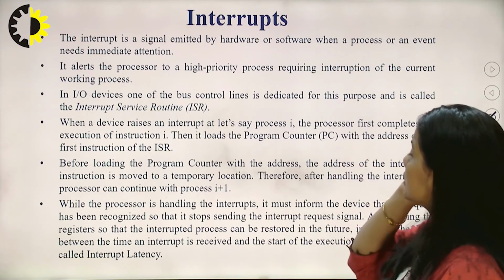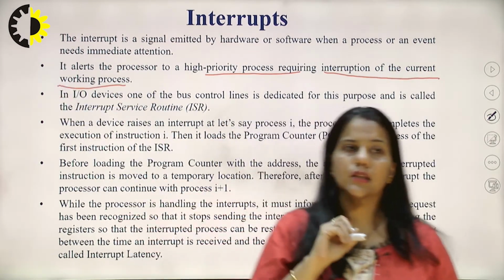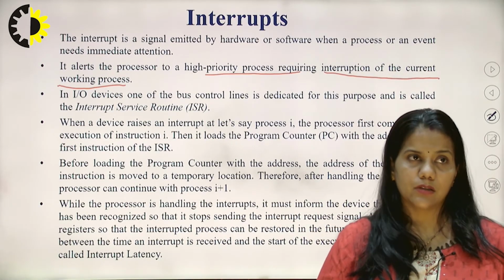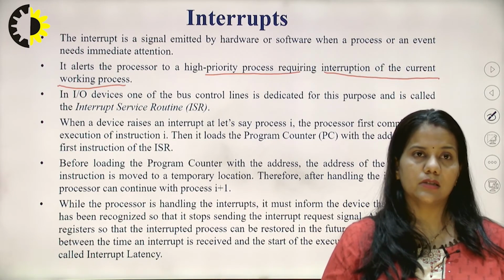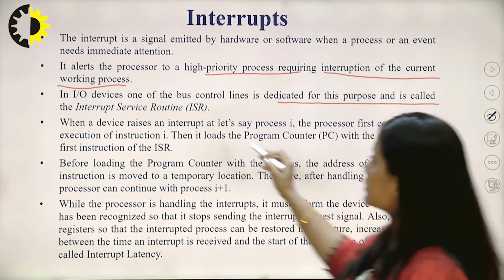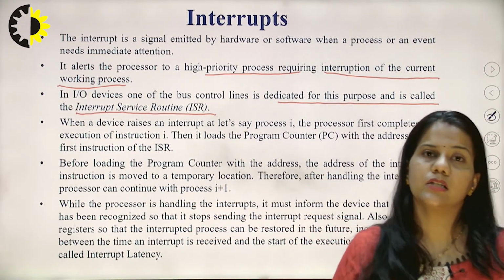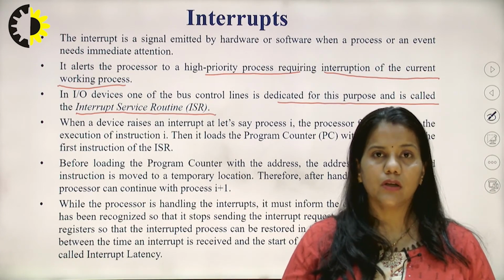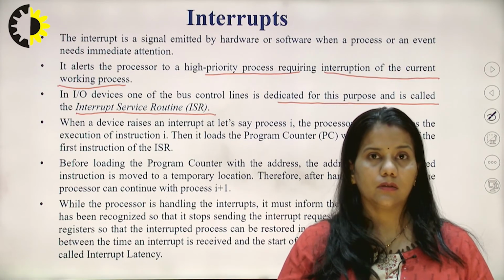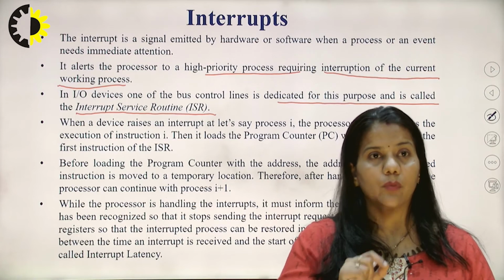It alerts the processor to a high priority process requiring interruption of the current working process. So in this case, the current working process stops and the interrupt sequence starts executing. In input-output devices, one of the bus control lines is dedicated for this purpose, and it is called interrupt service routine. So what is interrupt service routine? It is whatever code or program is written for the execution of the interrupt. Suppose some trigger has been done externally through the hardware or the software, which terminates our ongoing normal procedure.